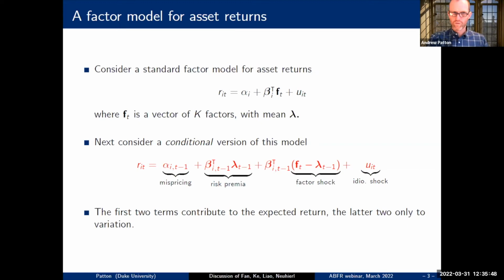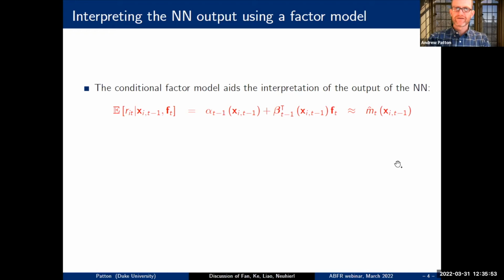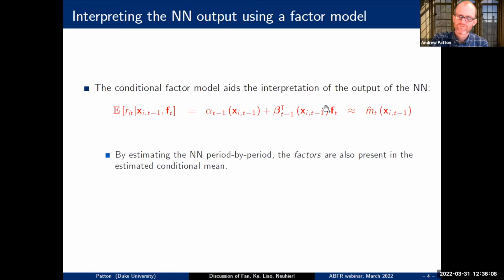So we have this equation here in red. The way I think about it is that this linear factor model helps us think about what M hat is. M hat will be equal to the sum of these two terms. What's interesting is that because this is done period by period, the factor realization appears here. So although the neural net is estimating a conditional mean function conditional on firm-specific characteristics, because it's done period by period, effectively the realization of the factor return appears. In a given cross section, it's just a number, it's a parameter, it doesn't get averaged out.